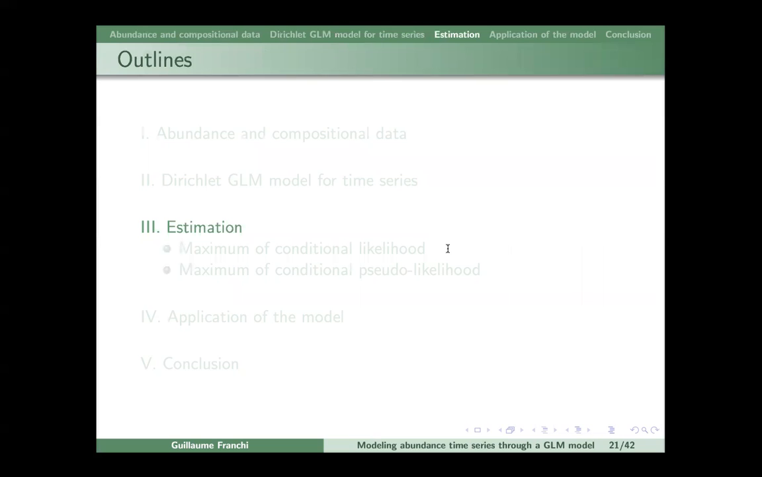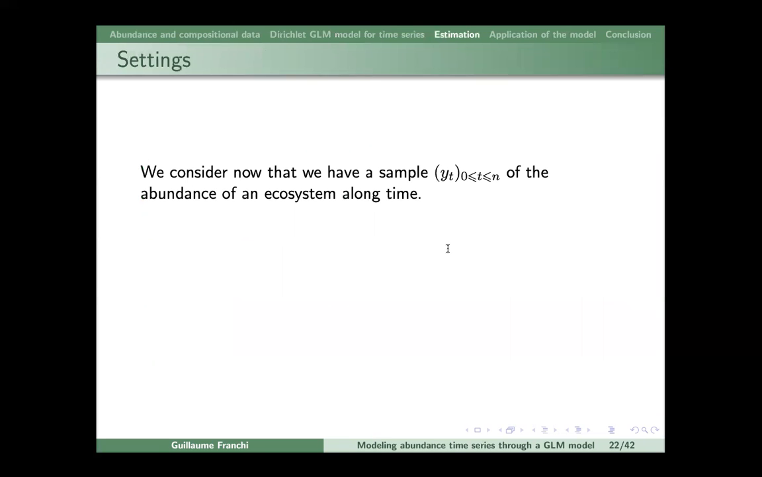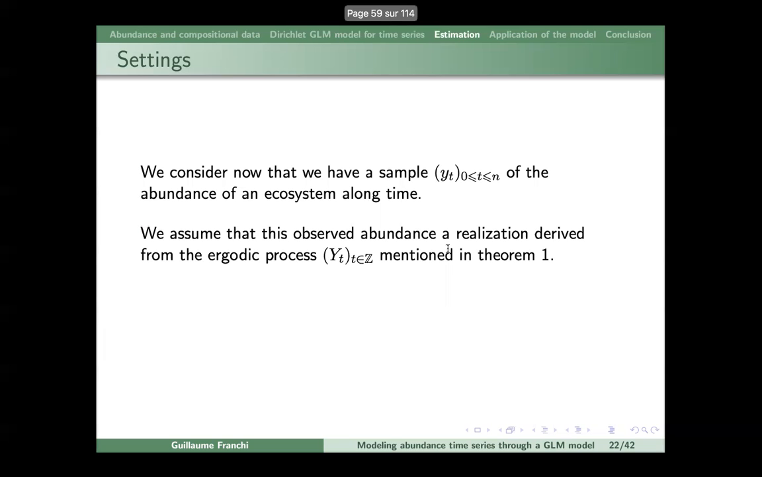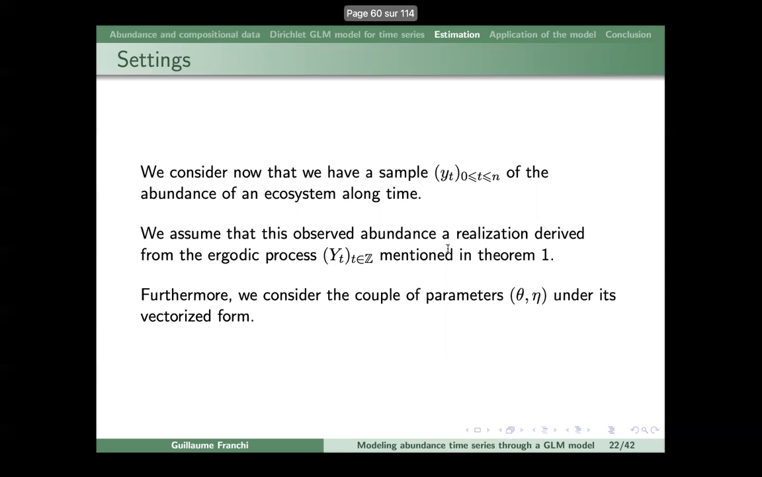So we know the interpretation of our parameters. We obviously want to estimate them in a real life scenario. So we assume that we obtain a sample of the abundance over a long time, denoted YT. And obviously, we assume that this sample is a realization from the ergodic process we mentioned in theorem 1. In all the computations, I consider the vectorized form of parameters theta and eta because I had some vectors, some matrices, etc. So I just put everything under a vectorized form.